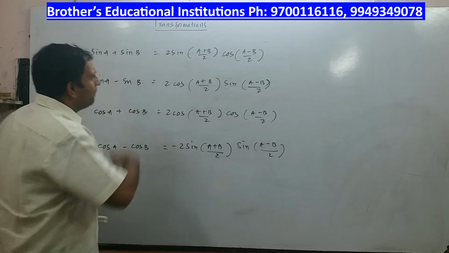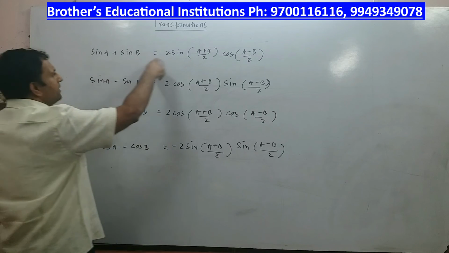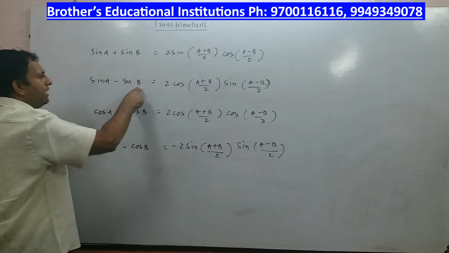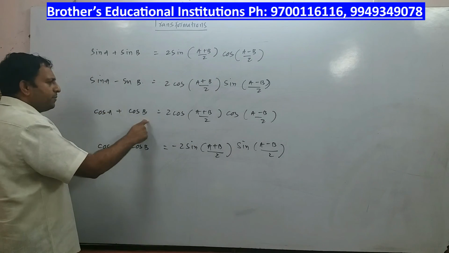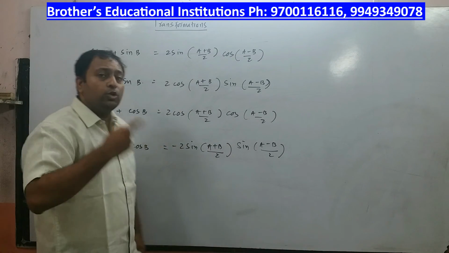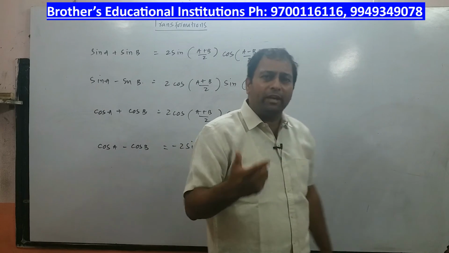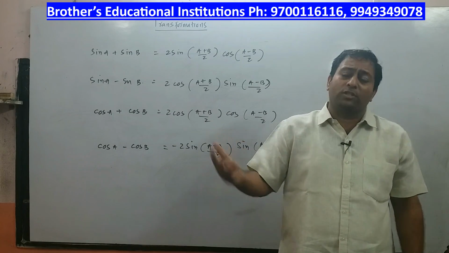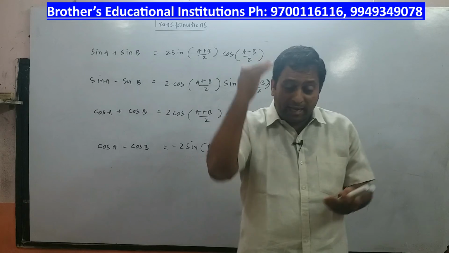So how do you learn the formula? I will learn the formula in this way: sine plus sine, 2 sine cos; sine minus sine, 2 cos sine; cos plus cos, 2 cos cos; cos minus cos, minus 2 sin sine. You should recite this like that. Like that you must learn it by heart.